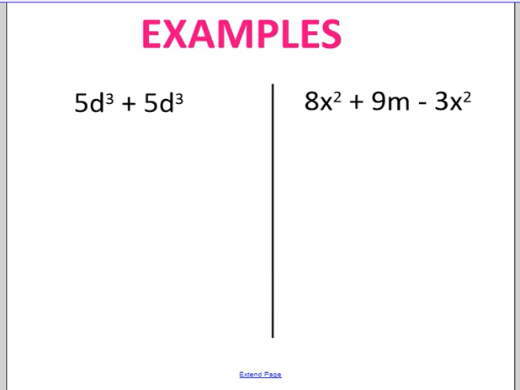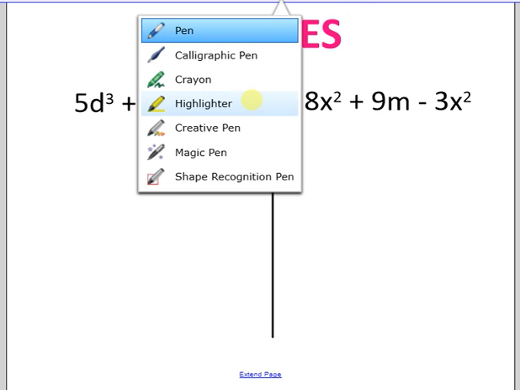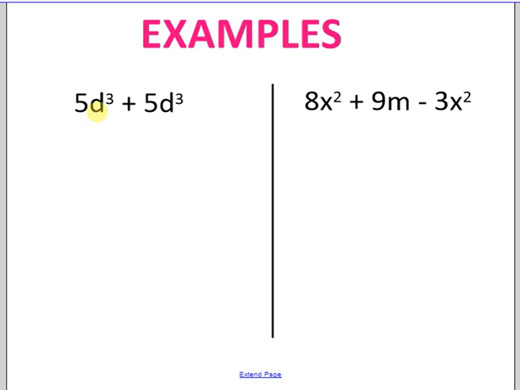Alright, next one. So here we have some with higher exponents, okay? So I have 5d to the third power plus 5d to the third power. Now, they're both d to the third power, so they're the exact same thing. So I can combine them. 5 plus 5, 10d to the third power. And that is my final answer.